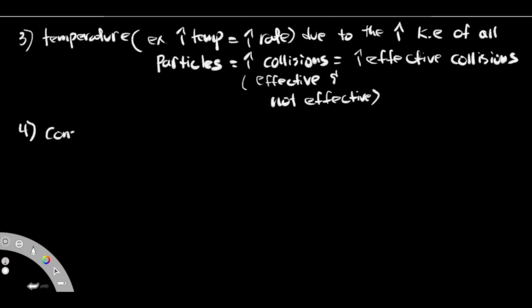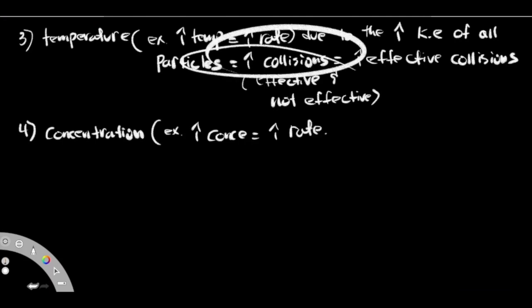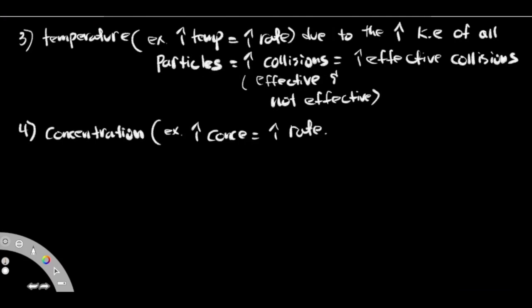Number 4 would be concentration. The concentration is kind of similar. For example, if we increase our concentration, what's going to happen? Well, this is also going to increase the rate. It's very similar to what we saw above. I also want to put a note here. How can we increase this concentration? Well, the first one, I'll just put it as I. The first one that we can do is evaporate the solvent.